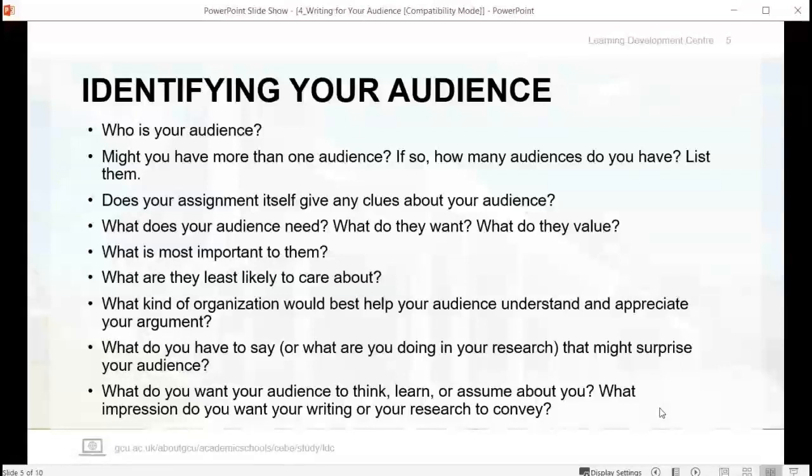Other things that you might think about: what kind of tone are you going to take? What do you have to say? And it's always important to keep in mind what you have to say, especially at the university, because you're not just being asked to report on something, to just repeat what someone else has said. You have this information. What is your idea that has come of this information?